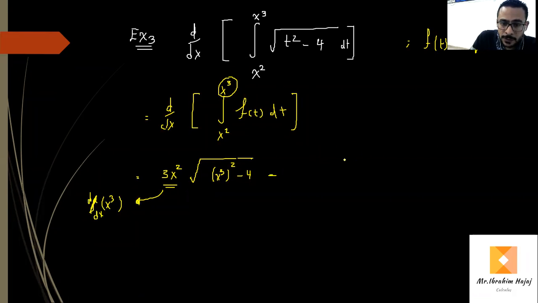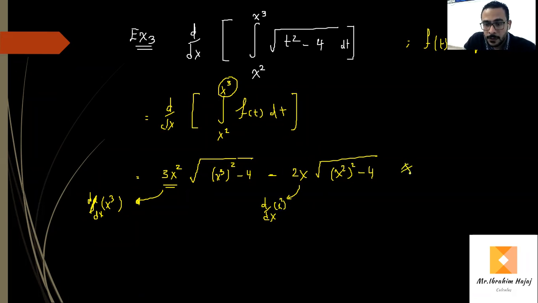Minus square root of x squared all squared minus 4 multiplied by the derivative 2x, yes, which is also the derivative of this function x squared. That's it. The final step, خلاص leave it with us like this. Okay, this is your answer.